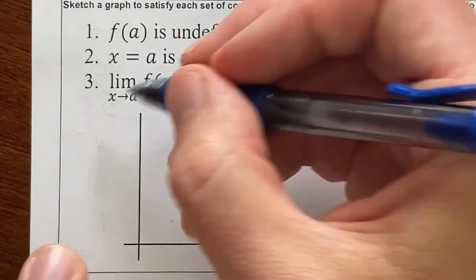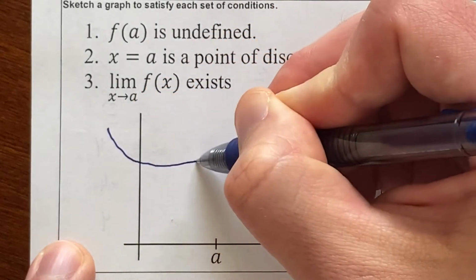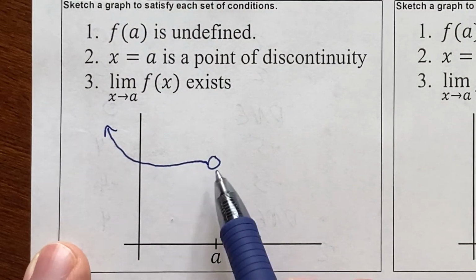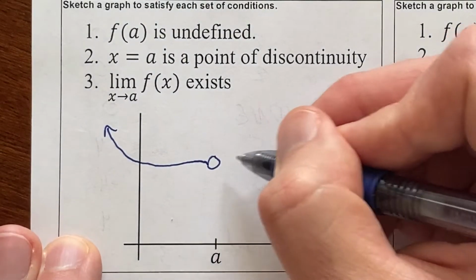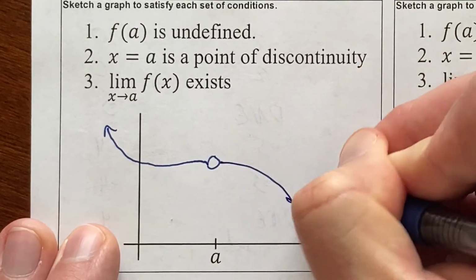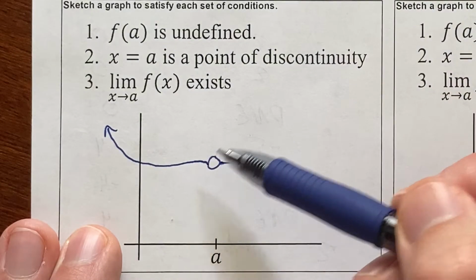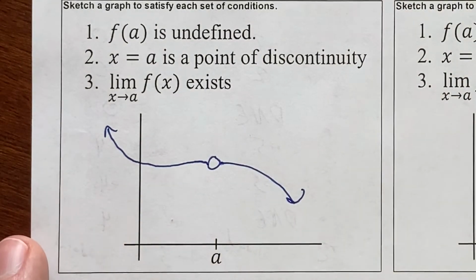So it's going to do something like that, and it's going to end up right there. That's from the left, and then from the right, it needs to do the same thing. So from the right, it needs to be getting closer to that, and closer to that from the left. F of A is undefined. It's a point discontinuity. Done with that one.